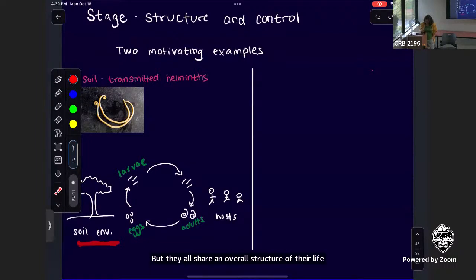So they spend part of their life cycle in the soil, and in the soil, they transition from eggs to larvae. And then at this stage, they get taken up by a host through contamination or contact. And they get taken up into the host, and within the host, they'll transition from larvae to adults.